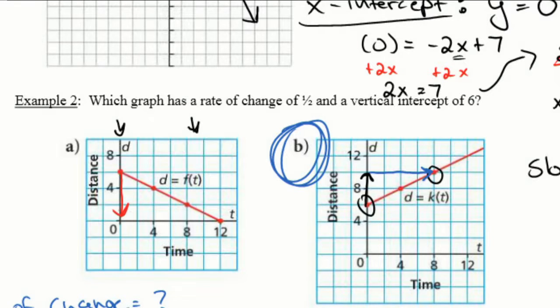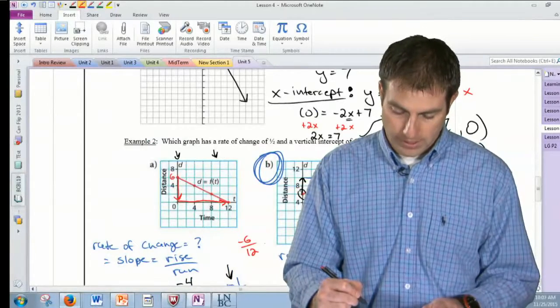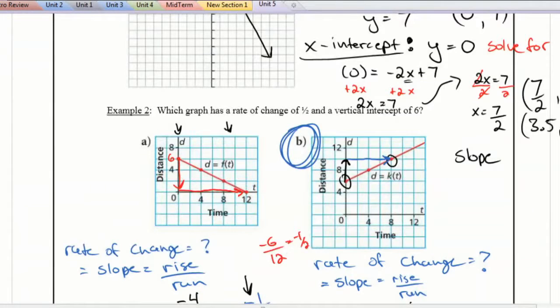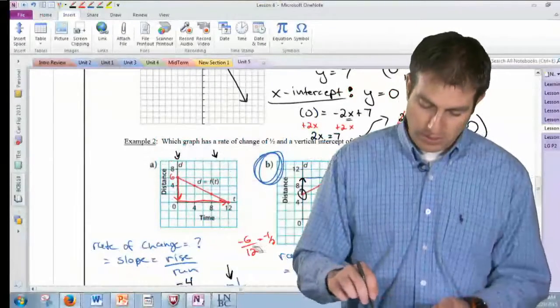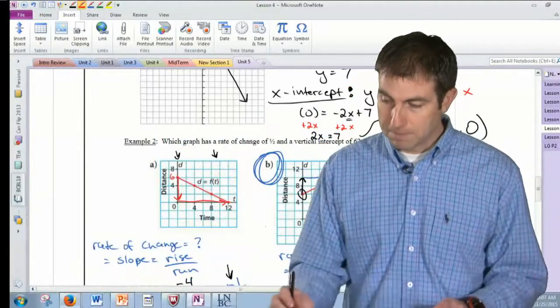But if you wanted to use the whole thing, which is easier because you're going from 6 to 0, and then you're going from 0 to 12, so your rise is -6 over 12, which is the exact same thing. You're ending up with -1/2. So any 2 points on a line will give you the same slope, which is kind of an interesting property of lines. Talk a bit more about that.